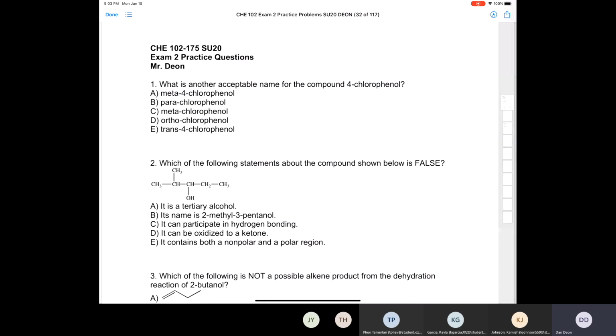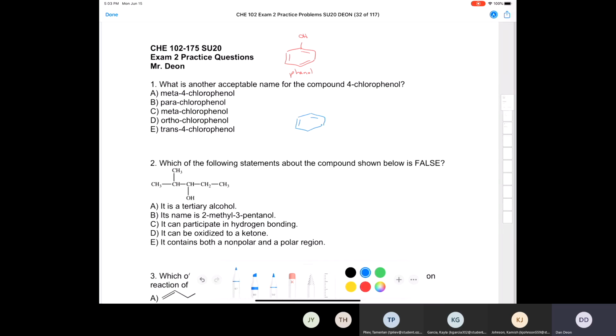Okay, so it says here, what is another acceptable name for this compound, 4-chlorophenol? So the first thing I would do is start by drawing phenol. Phenol is when we have a benzene ring with a hydroxyl, right? That's one of the common roots of benzene I asked you to memorize. So for 4-chlorophenol, it's going to look like this. I'm going to have my phenol, and remember, this carbon counts as carbon 1, 2, 3. And then at the 4th carbon, I'm going to have a chlorine.